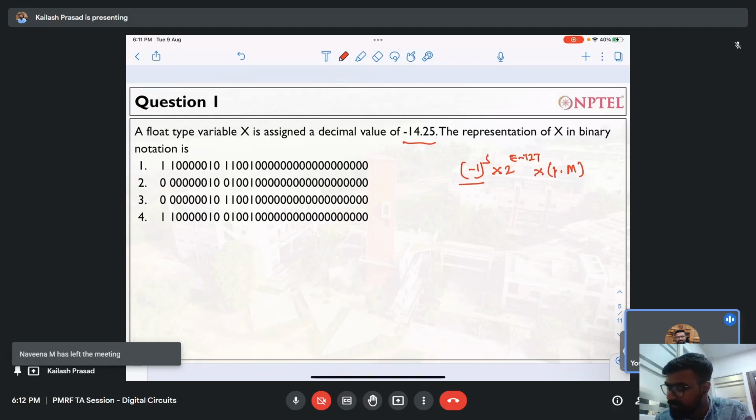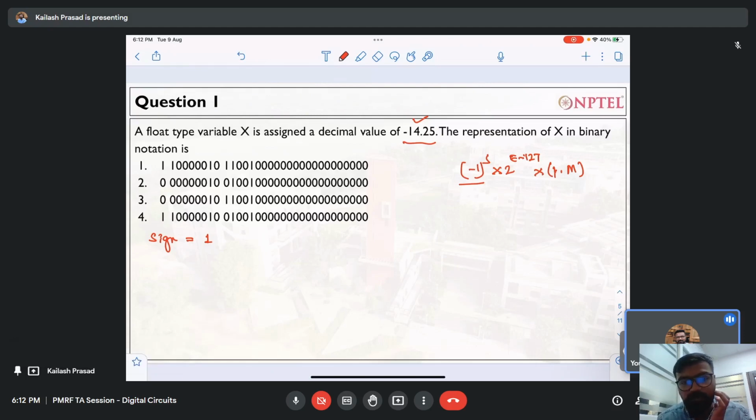You can easily see here that the number is negative because I have represented it as minus 14.25. Please note that this is a decimal representation. We know that the sign bit will be 1 for a negative number, so that is very easy. Now we need to find our exponent and what we call our mantissa. To find the exponent, we have to find this e. But before that, let us convert this number into binary first. Can anybody tell me what is the binary representation of 14?